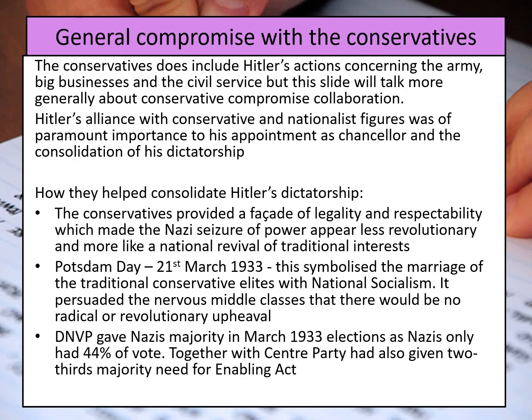We're now going to think about the third and final area, which is about how the Nazis compromised with the Conservatives, which includes their actions with the army, big businesses, and the civil service. Now, both sides benefited from this agreement, and there were a couple of things that they agreed on. First of all, generally the Conservatives in Germany at this point were anti-democratic, and therefore they liked some of Hitler's ideas, and they were also anti-communist as well.